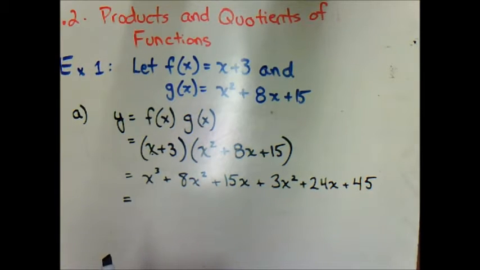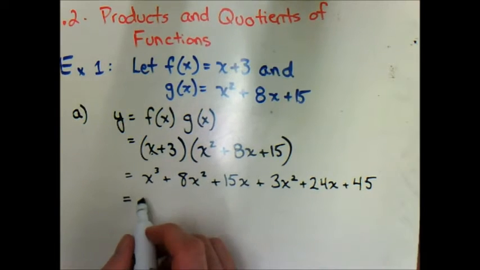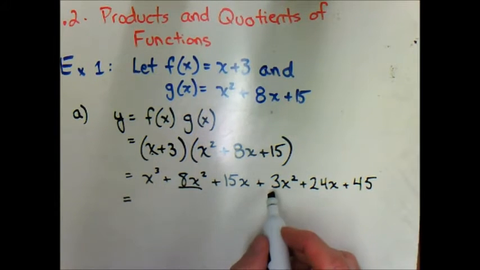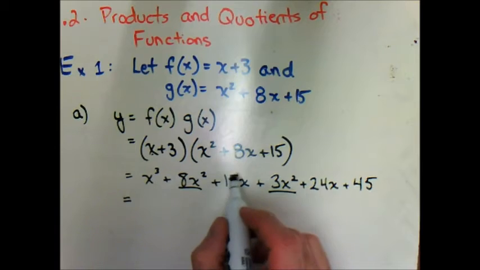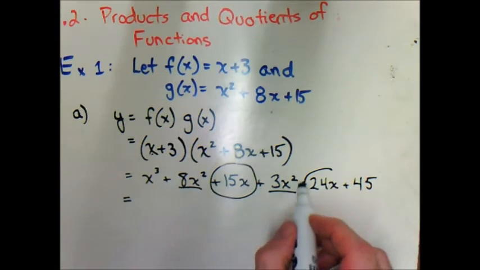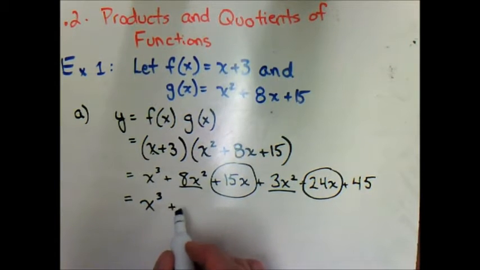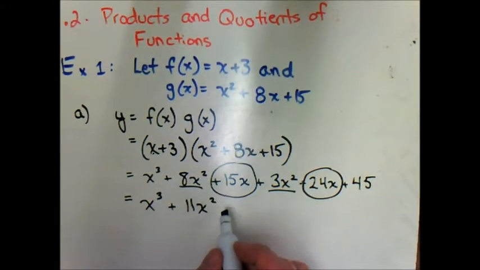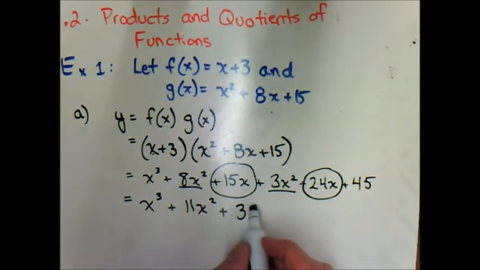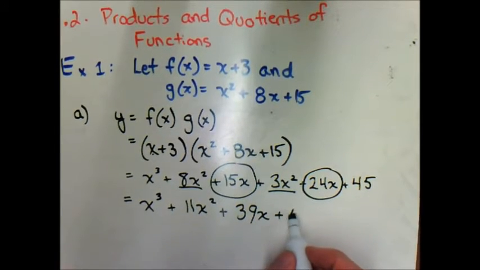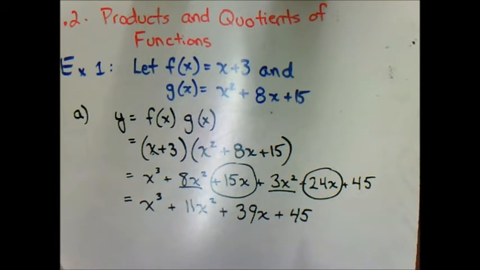So at this point, we would group our like terms. We have an x squared here and an x squared term here, and then we have an x term and an x term, and the rest are on their own. So we have x cubed plus 11x squared plus 39x plus 45. So this is our new function. This is y. Y equals x cubed plus 11x squared plus 39x plus 45.